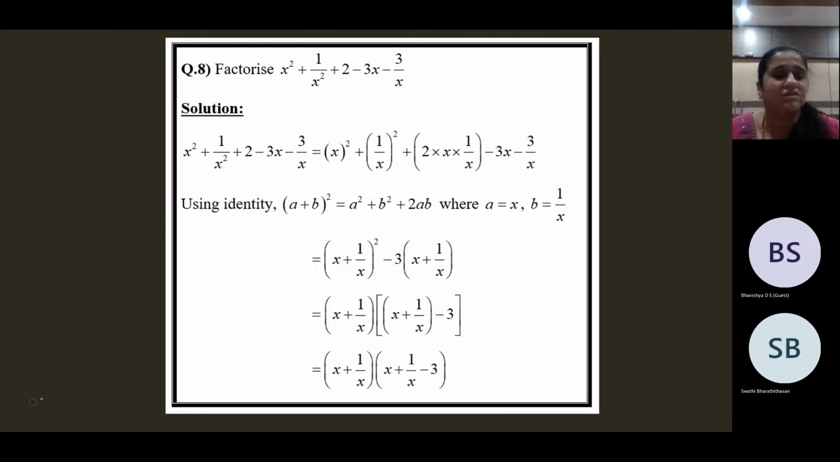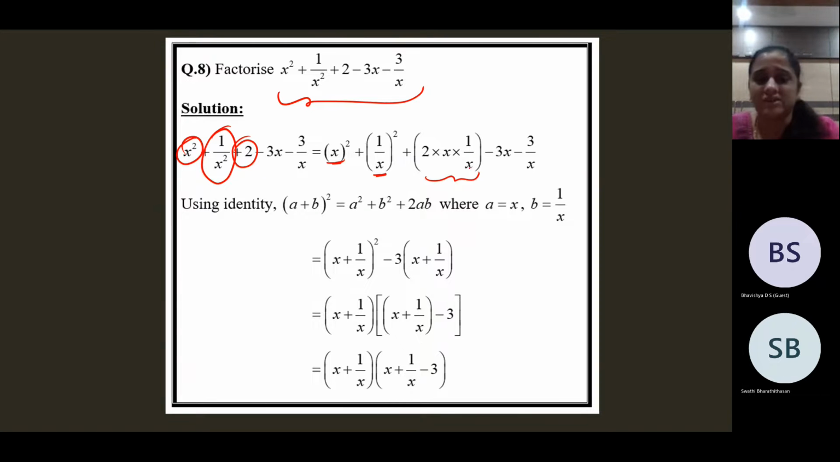Please practice this, children, 2-3 times. Please practice it and register this in your mind. It's very, very important. Factorizing this expression is very, very important. So you can see here, I've written x square as x the whole square, 1 by x square as 1 by x the whole square, and this 2 we write as 2 into x into 1 by x.